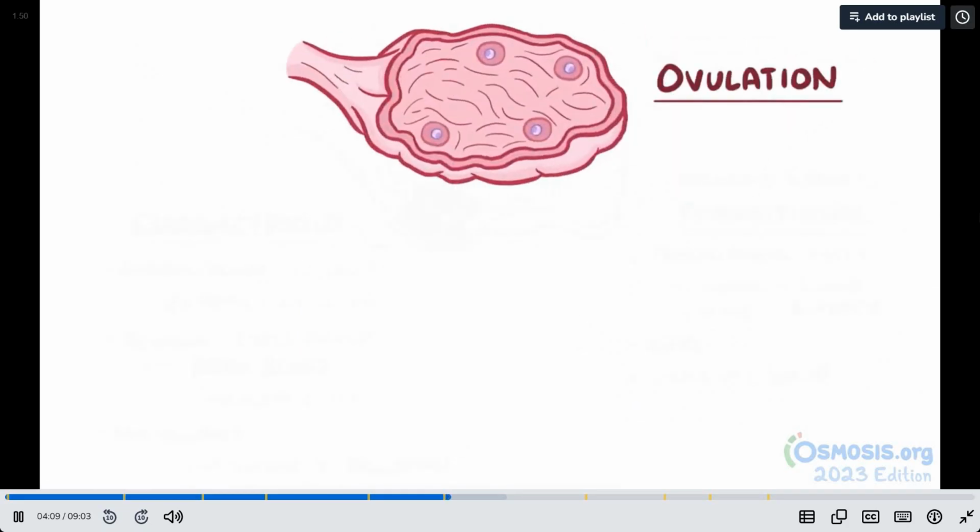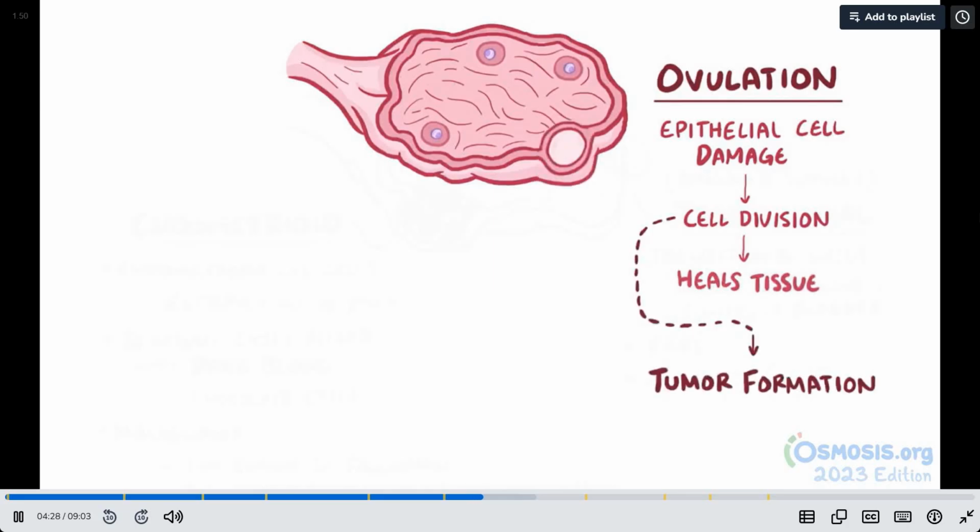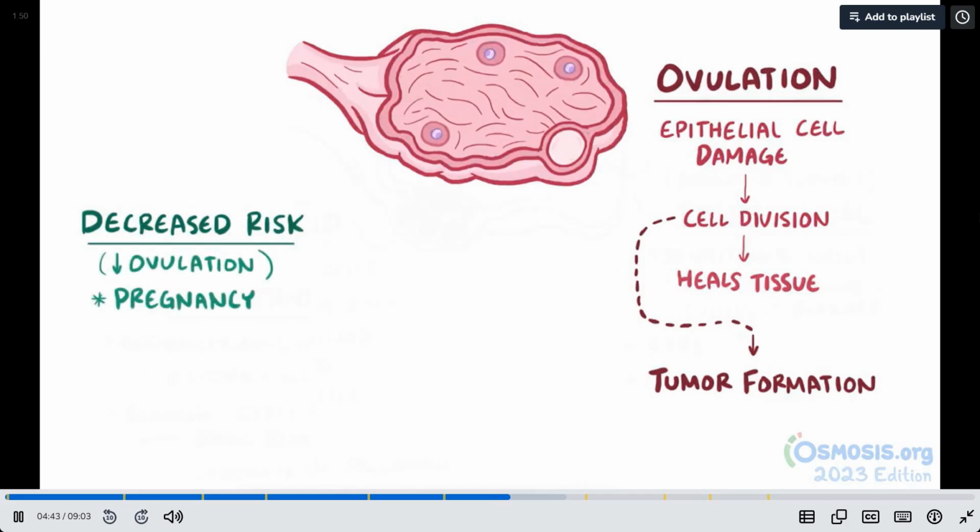So, during ovulation, the follicle ruptures and releases an egg, which inadvertently leads to epithelial cell damage. To fix that damage, the epithelial cells have to undergo cell division, to replace and heal the tissue. Each time cells divide, there's a chance of a mutation, and the possibility of tumor formation. And this means that with more ovulatory cycles, there's an increased risk of tumor formation. So things that are associated with a decreased risk of ovarian cancer include things that reduce the number of ovulatory cycles, like pregnancy, breastfeeding, and oral contraceptive use.